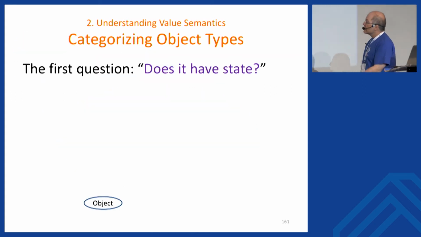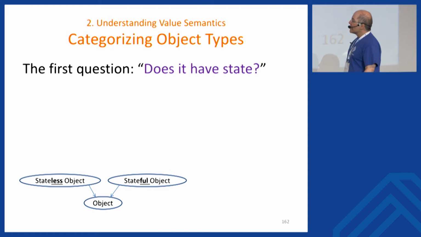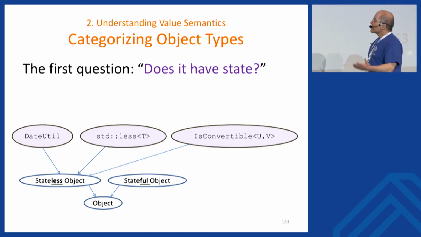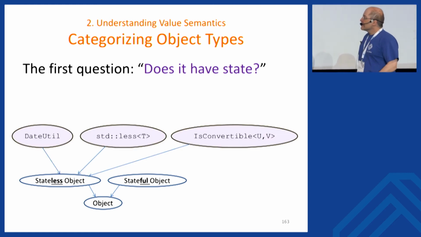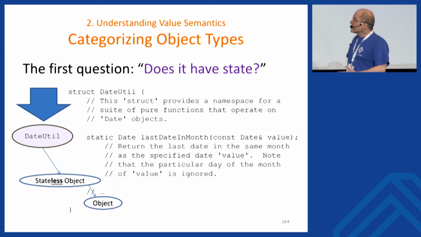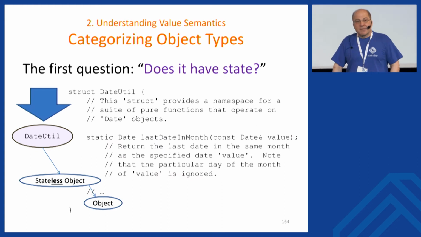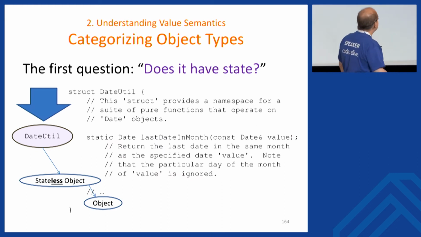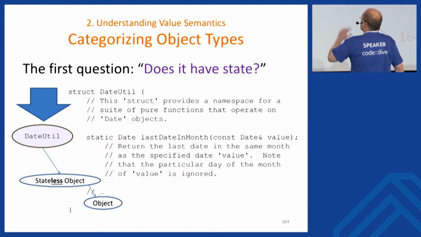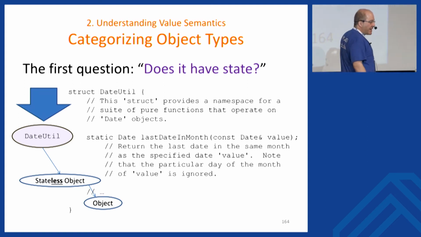So here's an object: stateless object, stateful object. Stateless objects could be a utility, could be a functor, could be a metafunction. Let's take a look at a utility. Now this always gets people going. I have a struct, dateutil, and in it I have static methods.